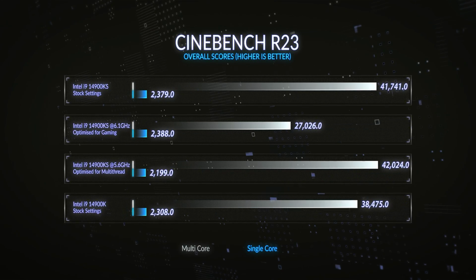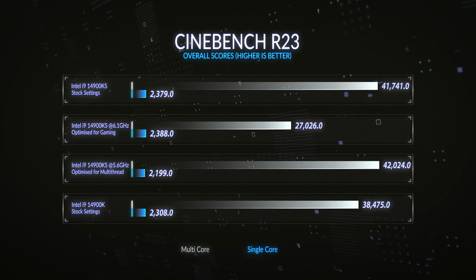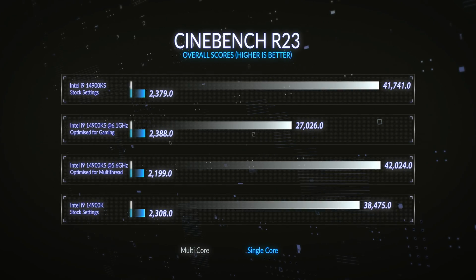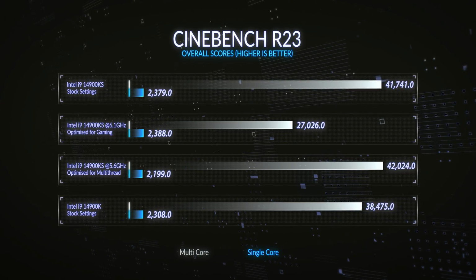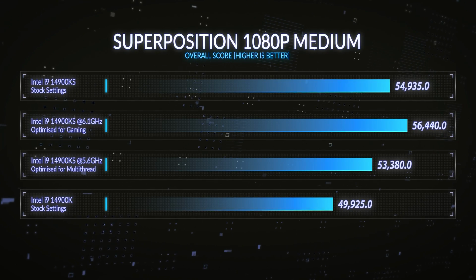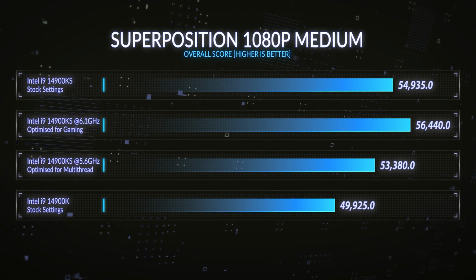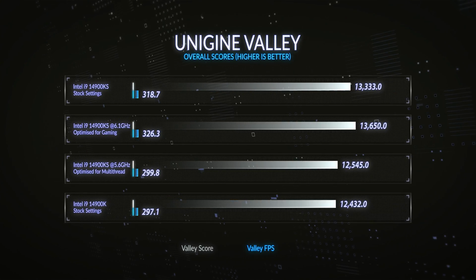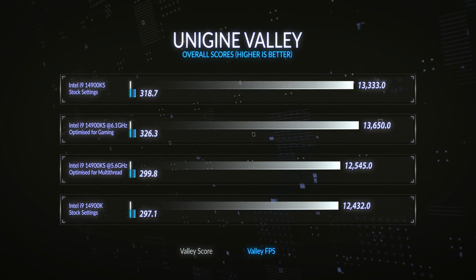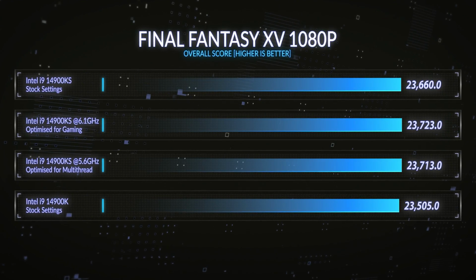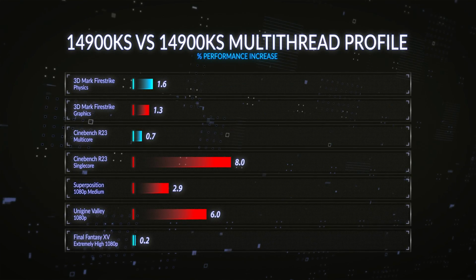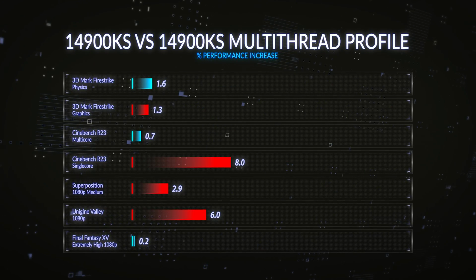Cinebench multi-core, 0.7% improvement. Cinebench single core had an 8% reduction because again, this is not a gaming, it's not a single core type profile. We had a slight reduction in Superposition, which is gaming, slight reduction in Unigine Valley, which is gaming. And finally, Final Fantasy, we also had a slight reduction, which is gaming. So what you can see, basically everything that I targeted this profile in terms of the benchmarks improved.